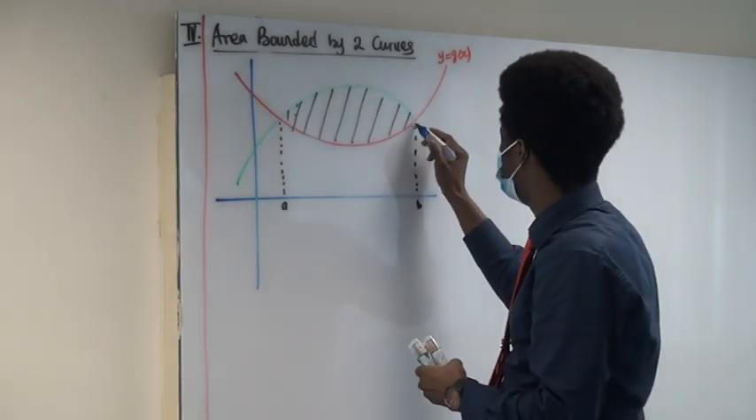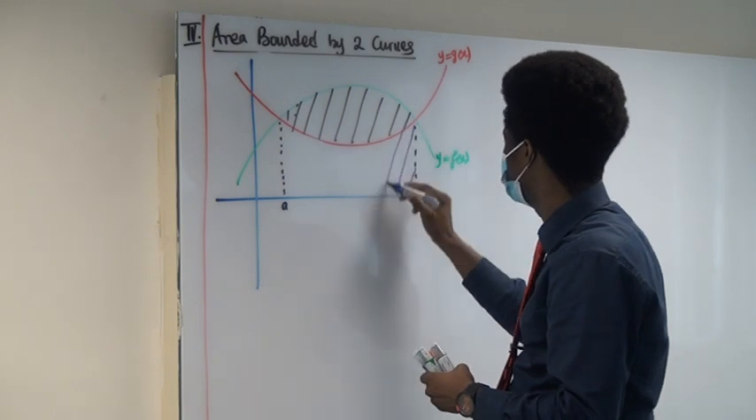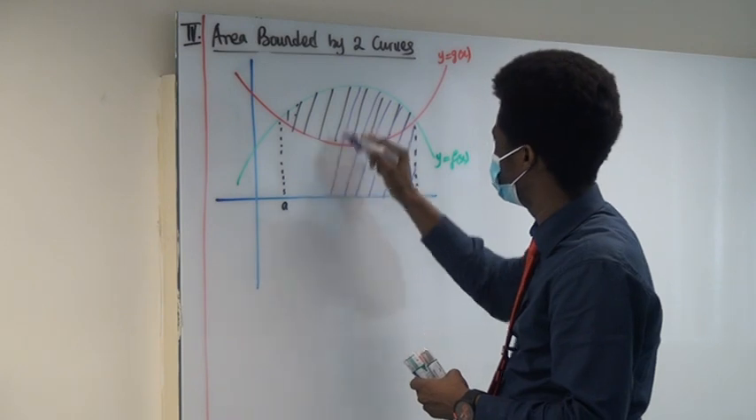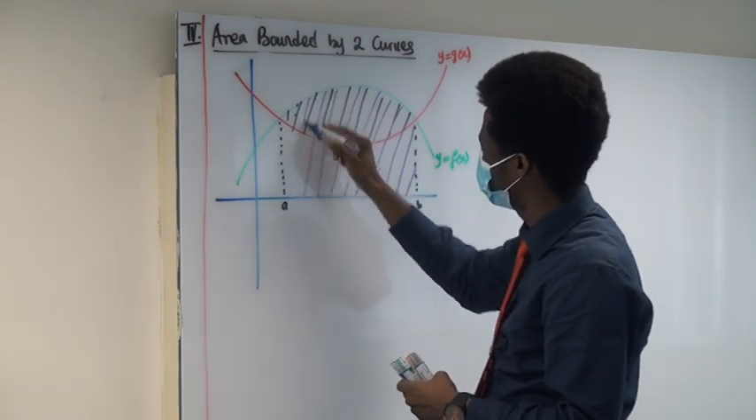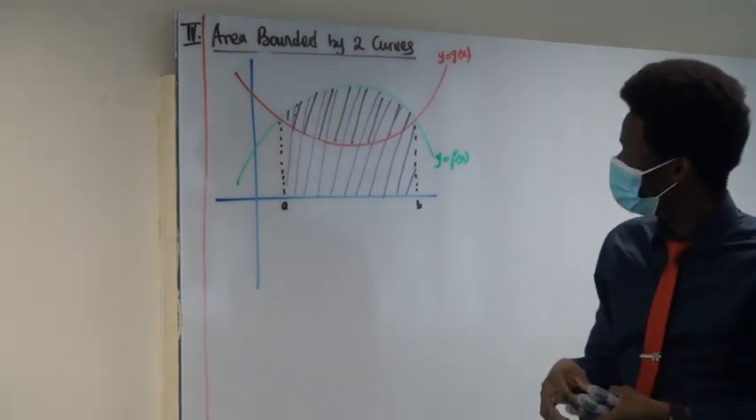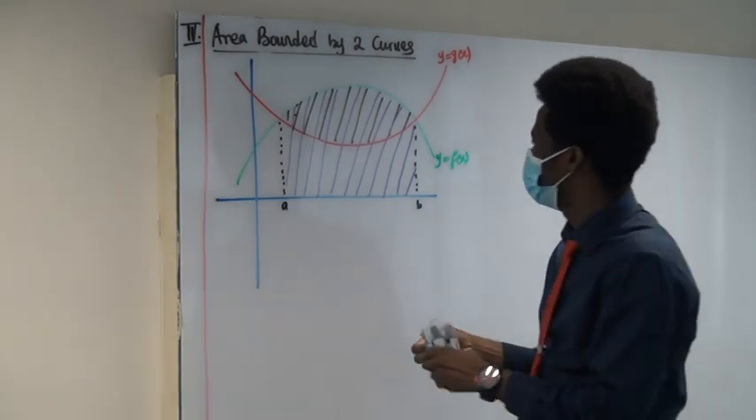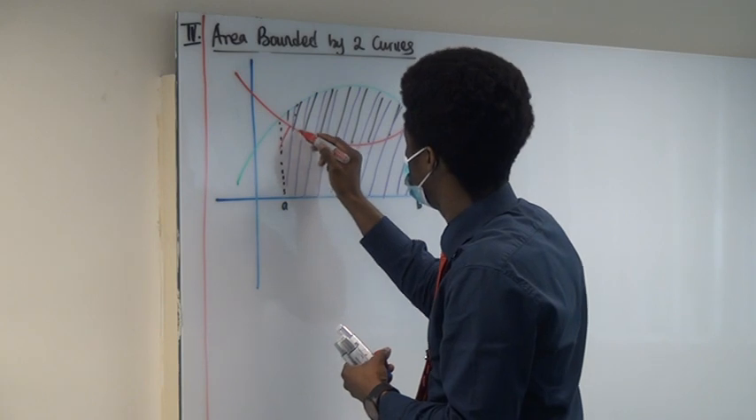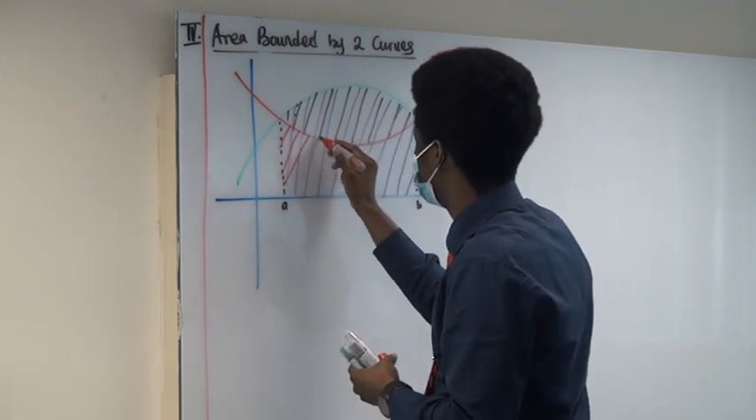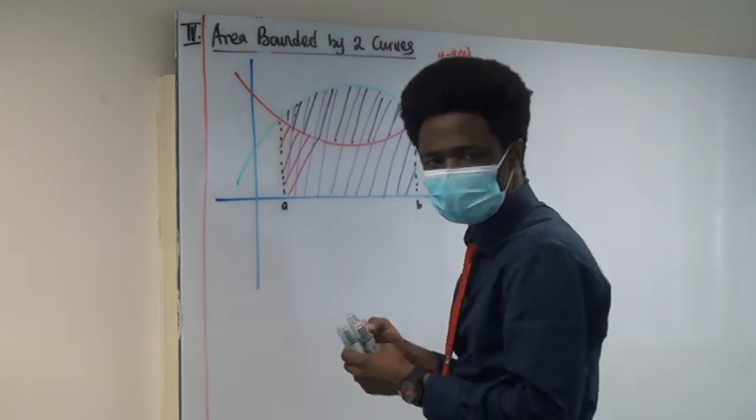Area under f of x is everything here. Area under f of x is this. Do you agree? This is the area under f of x, between that interval. Now, what about the area under g of x? Area under g of x is this. I should have used the green and the red. You understand what I mean? Okay.